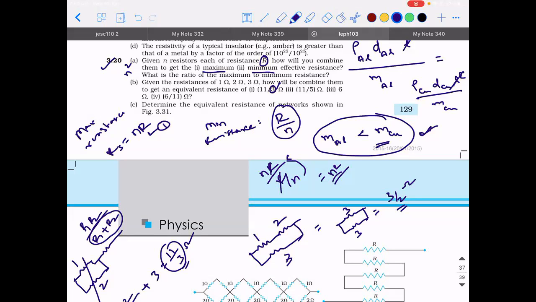Using the same logic, you guys tell me what should happen for 11 by 5. 2 and 3 in parallel, and 1 should be in series with it. That's it. If you try and see, you will get the answer. Clear, guys? So you'll get 6 by 5 plus 1, that is nothing but 11 by 5.